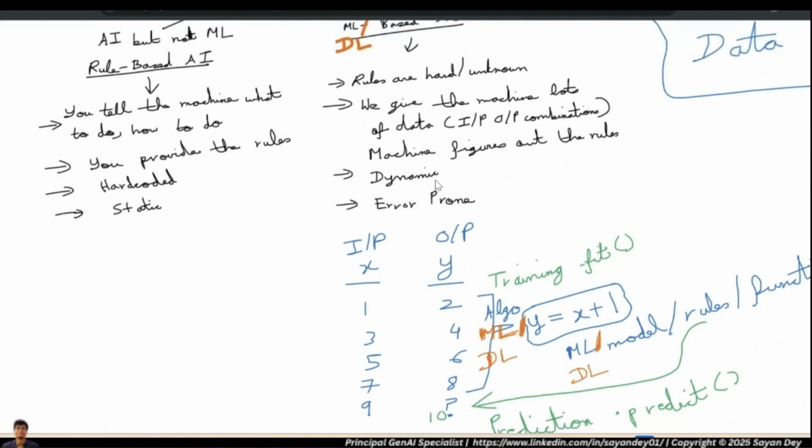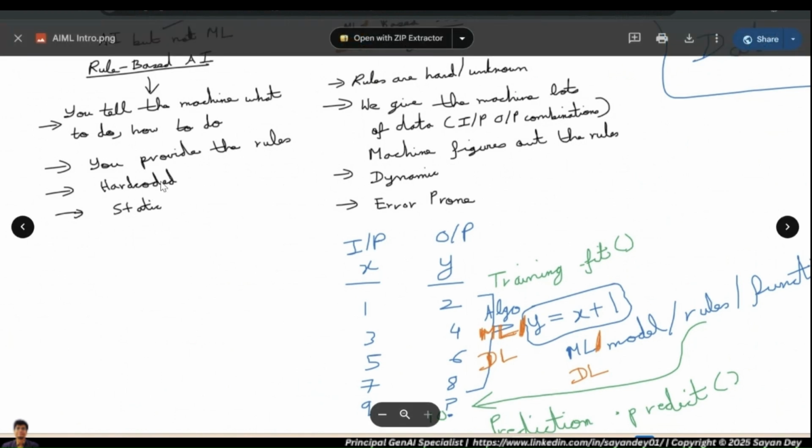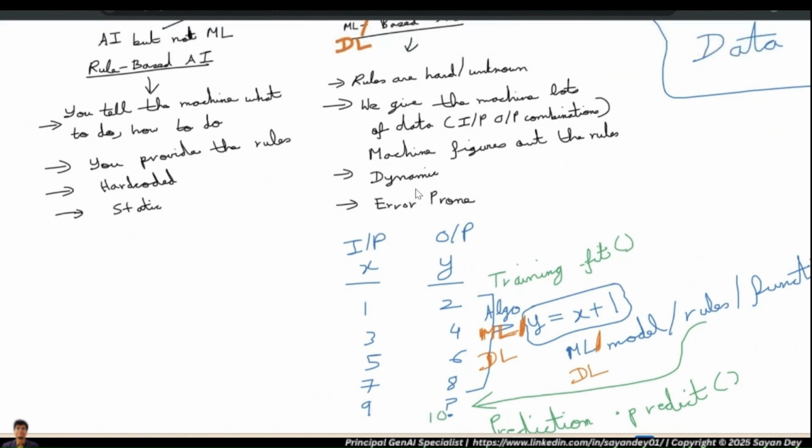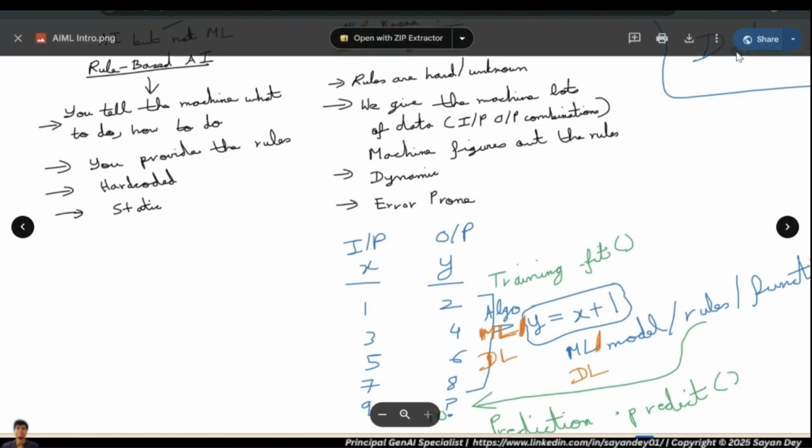The logic that is learned is dynamic, whereas in traditional rule-based intelligence, the rules are static. Unless we change it, the code will not be modified. But here, the code is modified automatically because the machine is constantly figuring out the rules from the incrementally generated data. Of course, model retraining has to be done.